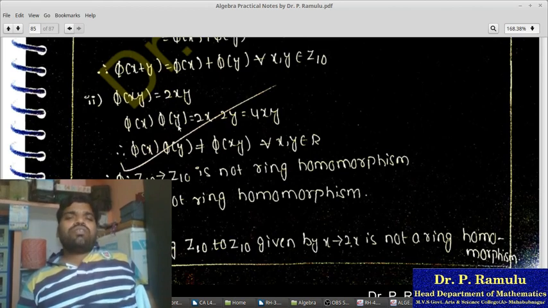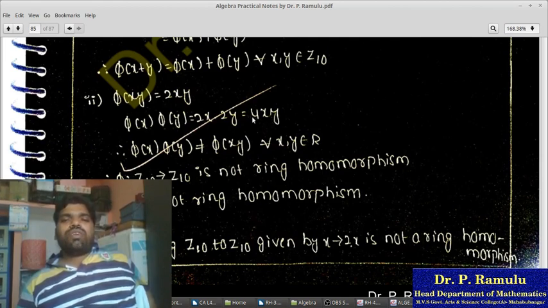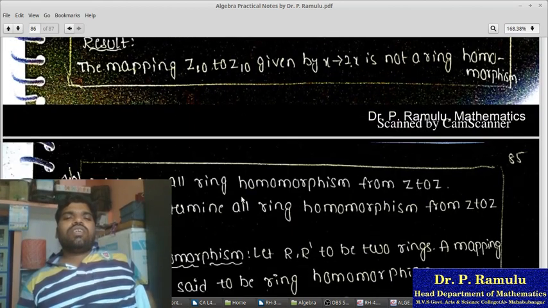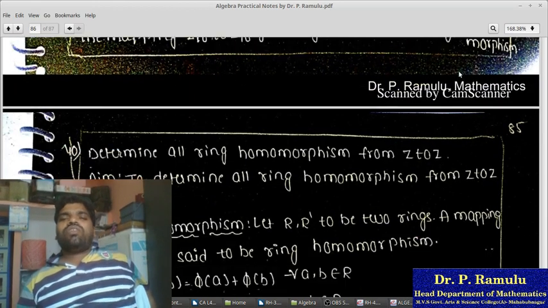Phi of x times phi of y: phi of x is 2x, phi of y is 2y, that equals 4xy. But phi of xy equals 2xy and phi of x phi of y is 4xy. Both are not equal, so it does not satisfy the condition. Phi is not a ring homomorphism. Result: the map Z10 to Z10 given by x to 2x is not a ring homomorphism.